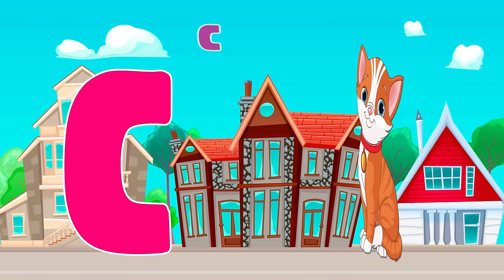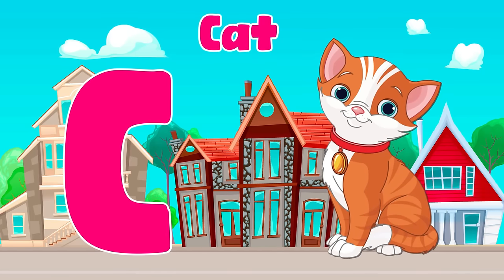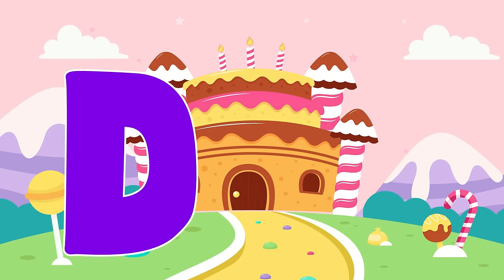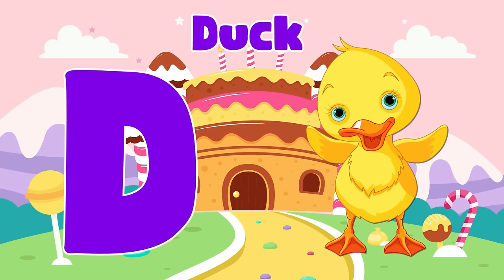C is for cat. C, c, cat. C, c, c, c, cat. C, cat. D is for duck. D, d, d, d, duck.